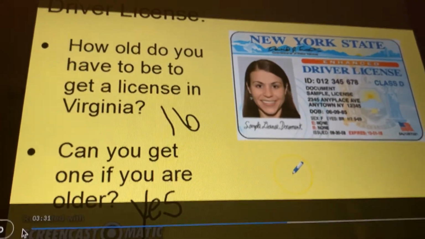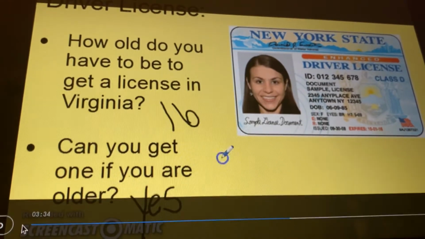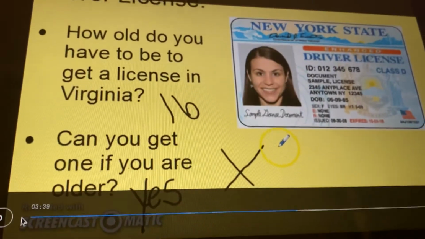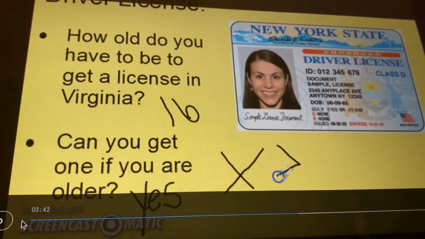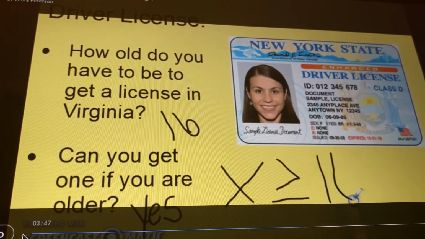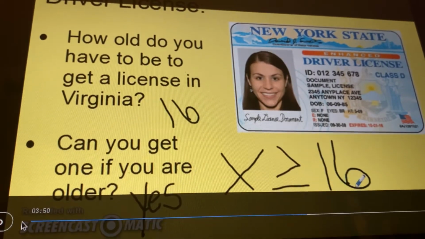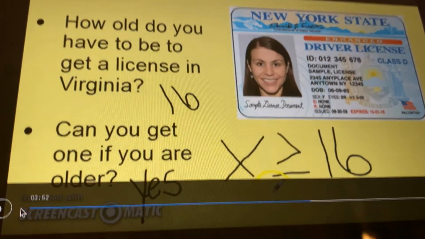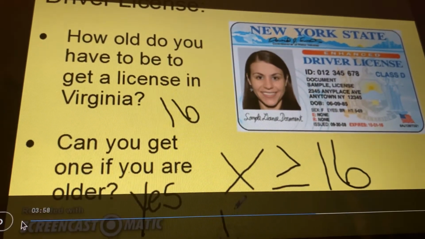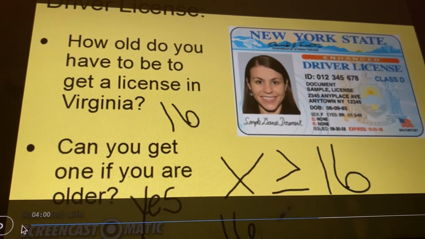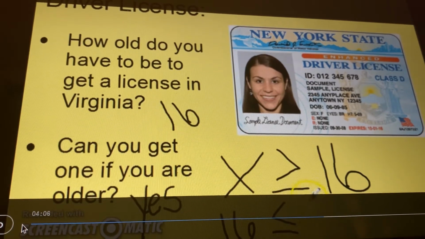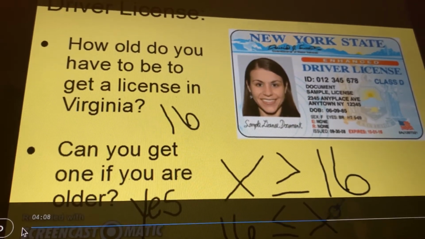So when we're taking a look at writing an inequality for this one, we're going to say that X, if you're older, is going to be greater than or equal to 16. Because you can be 16 to get the license, but you can also be older than 16. And again, you could rewrite this and say you have to be at least 16.